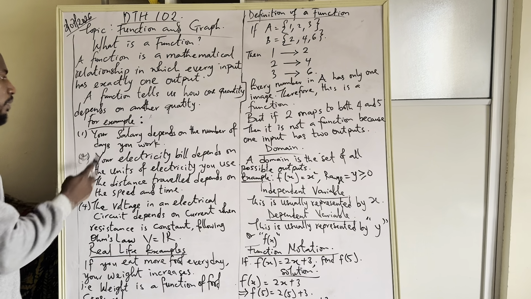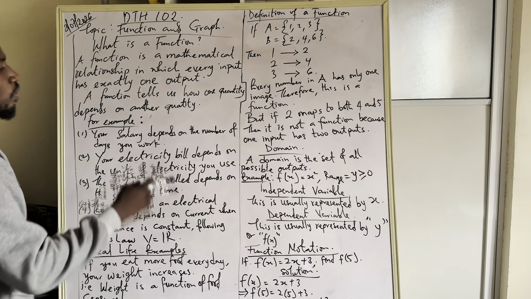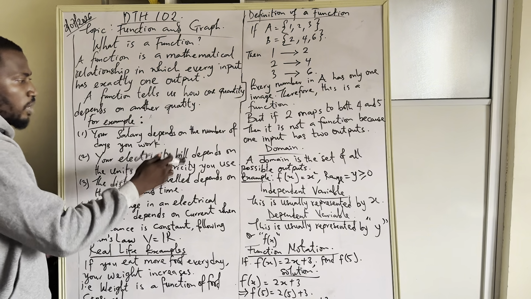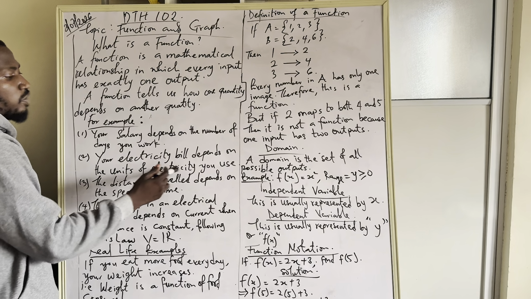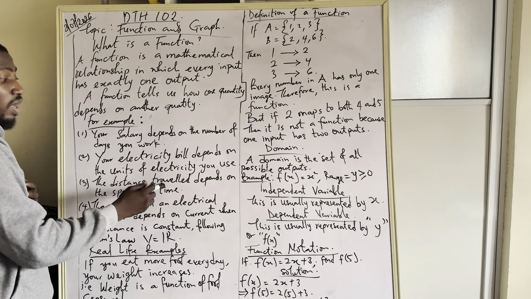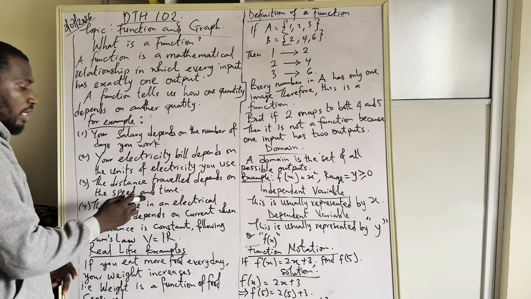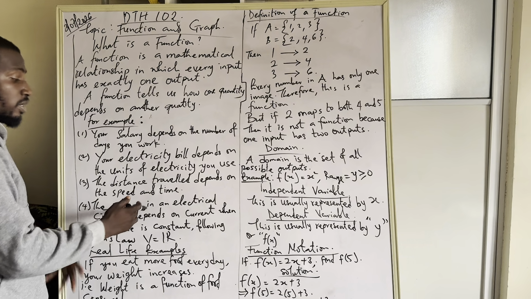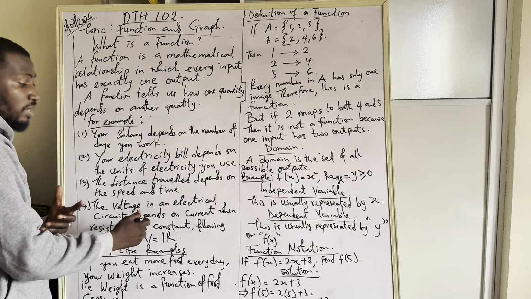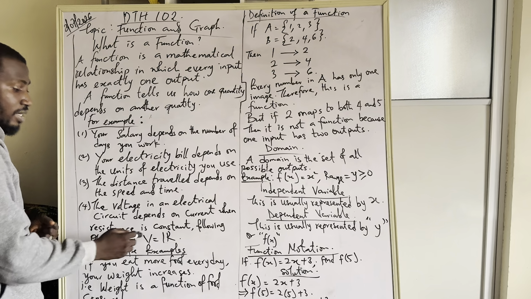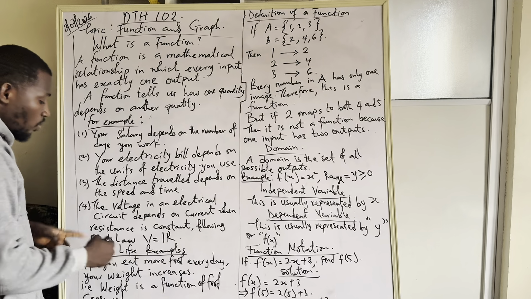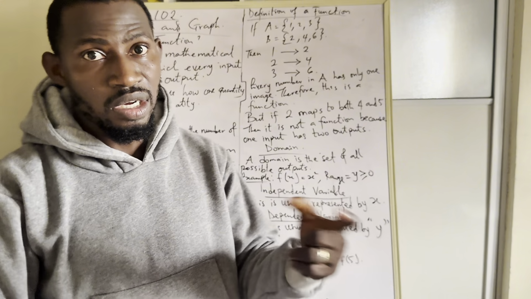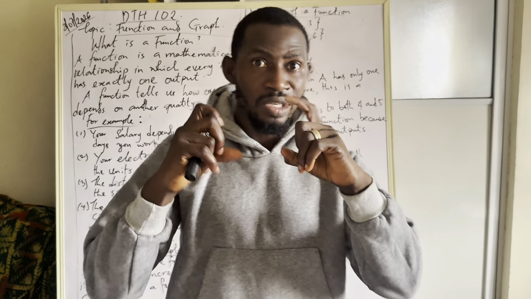Now, for example, your salary depends on the number of days you work. Your electricity bill depends on the units of electricity you use. The distance traveled depends on the speed and time. The voltage in an electrical circuit depends on the current when resistance is constant, following Ohm's law, where V equals IR. V is our voltage, I is our current, and R is our resistance.